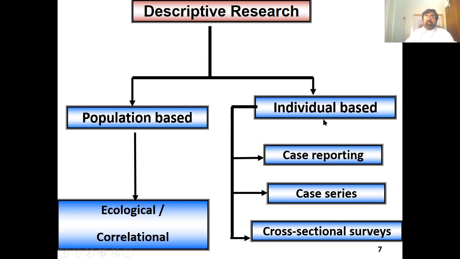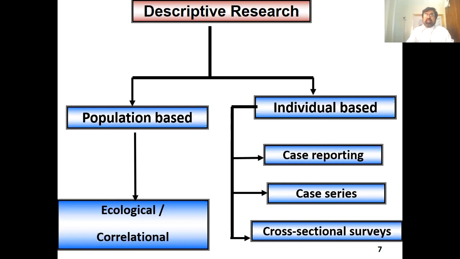An individual-based study may be a single individual, it may be several individuals, and it may be a bigger sample. Most of the time, individual-based studies are talking about a sample. You have a bigger population, but you cannot study the whole population, so you take a sample which is representative of that population, study it, and then generalize the result to that population.